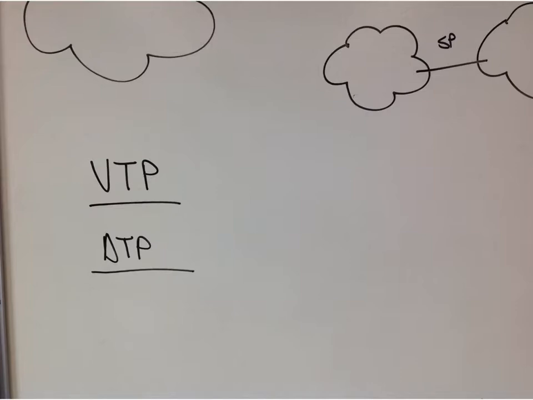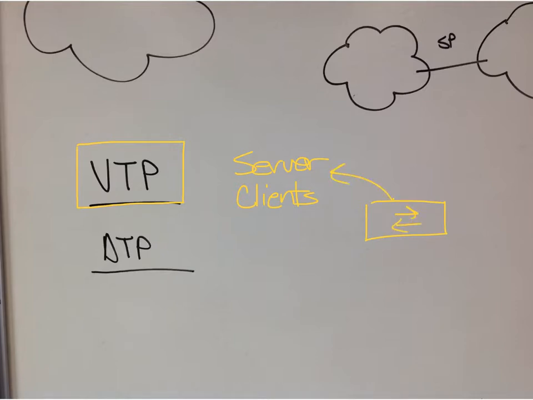Coming up, VLAN Trunking Protocol. We can set up a server and clients so that when we add a switch to a network, if it's a client, it will learn all of the VLANs from the server using this protocol. There are some details about the protocol we need to learn, but basically that's it. Now we'll look at an example in a minute.